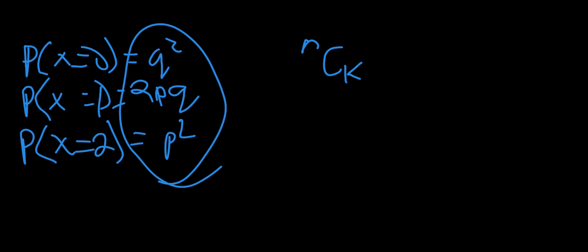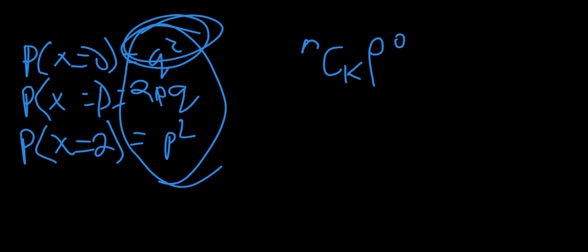Now we know that P is the denotation for the probability of a success. Now we can see that this first probability here has no value for P. So we can simply denote that as one. And what value of P can be one? Pardon my handwriting, we can see that this is to the power of zero.